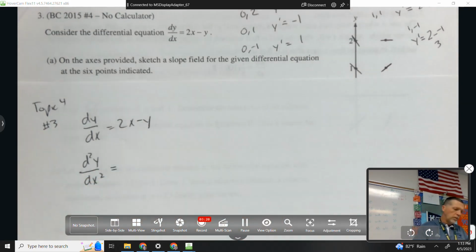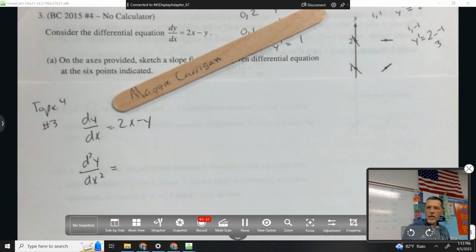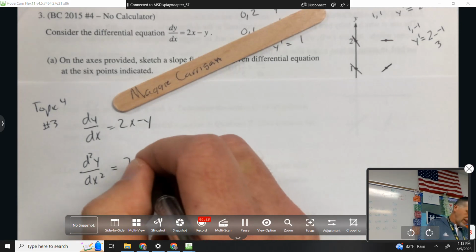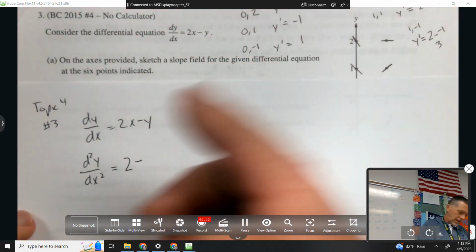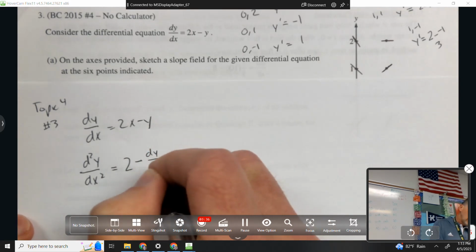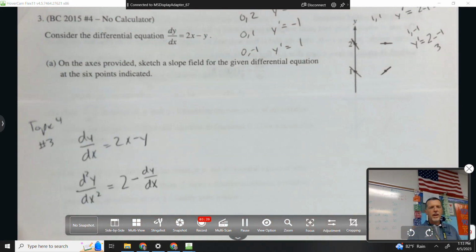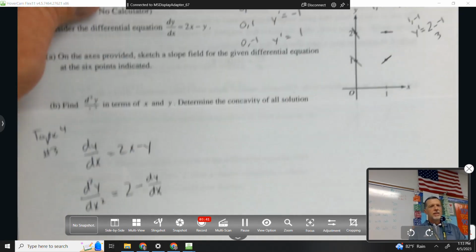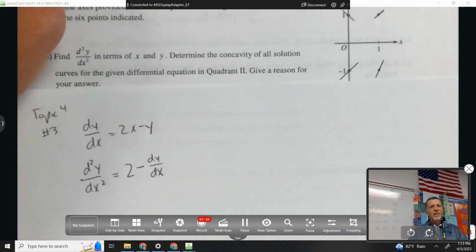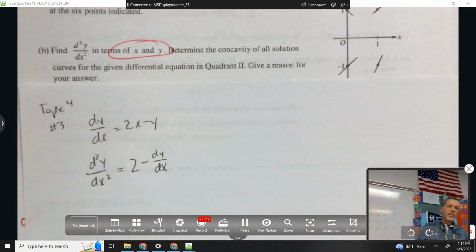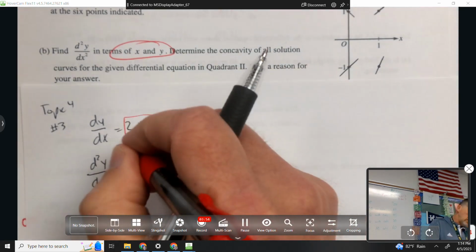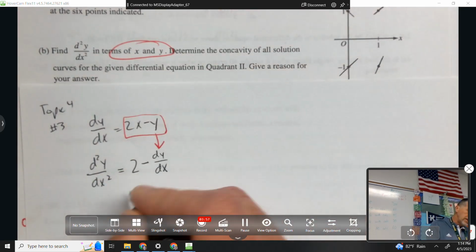let's pick on some people. What's the derivative, Maggie, of 2x? 2. And Logan, what's the derivative of y? Is it dy/dx? It is dy/dx. So 2 minus dy/dx is not really the answer. Why is that not the answer? It's not wrong, but I want it in terms of x and y. So 2 minus (2x minus y), I'll put 2x minus y in for dy/dx.